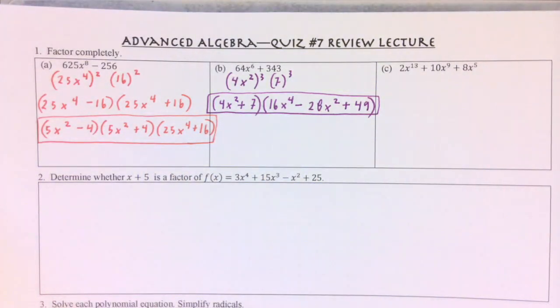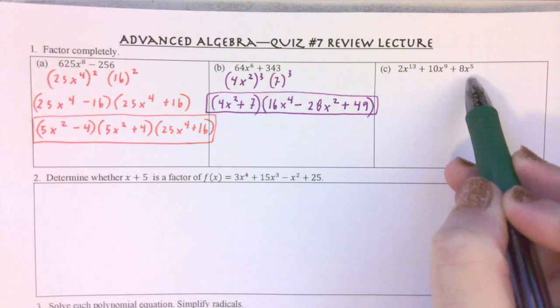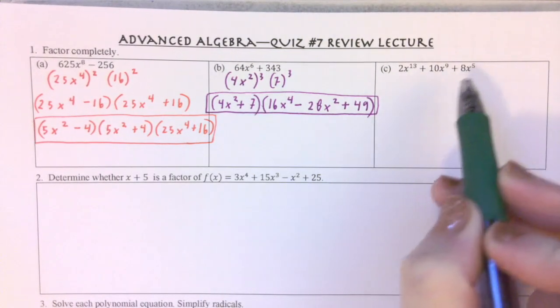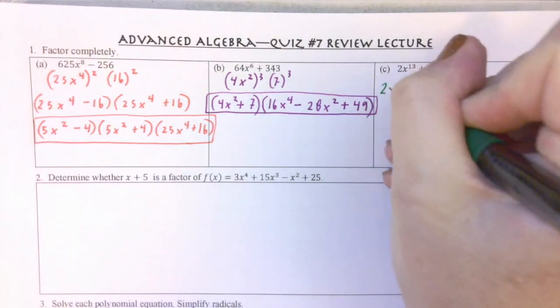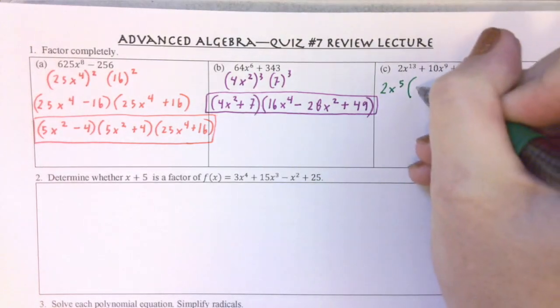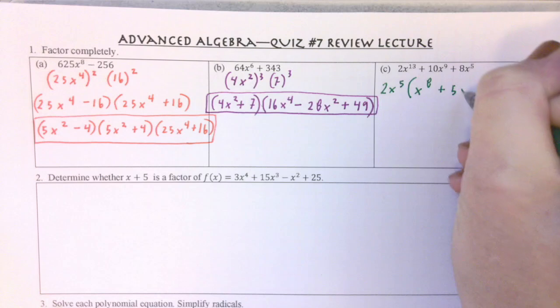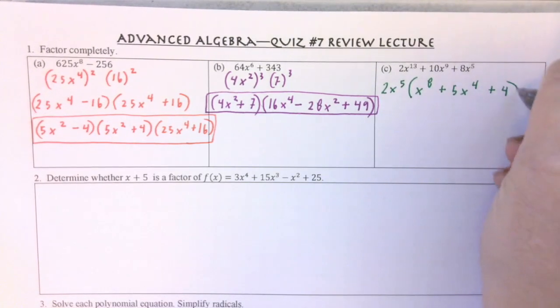Okay, last one over here. I see three terms. I do see a GCF. They're all divisible by 2 and x to the fifth power. So I'm going to divide out 2x to the fifth power from all of the terms, leaving behind x to the eighth plus 5x to the fourth plus 4.